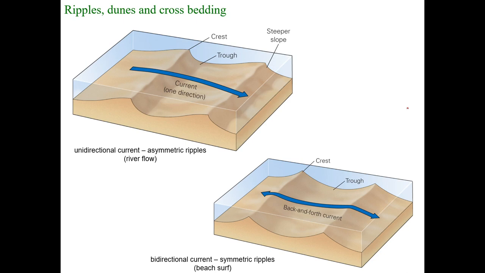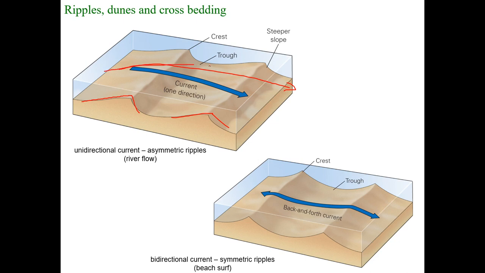So it's pretty interesting. When you have a current washing over the ripples, it's going to produce an asymmetrical shape. You see how you have a shallow slope and then a steep slope, and then a shallow slope and a steep slope.